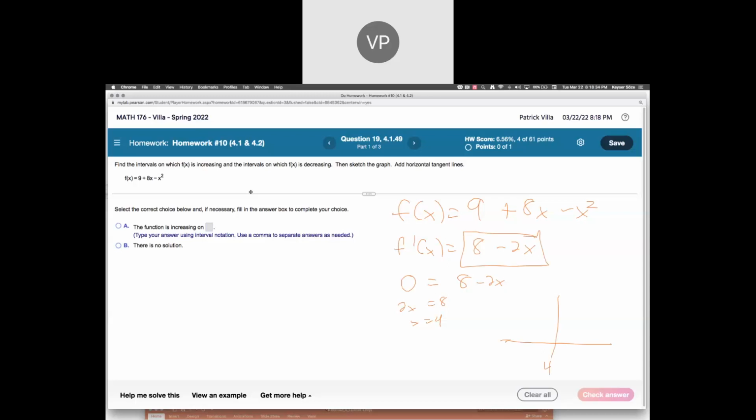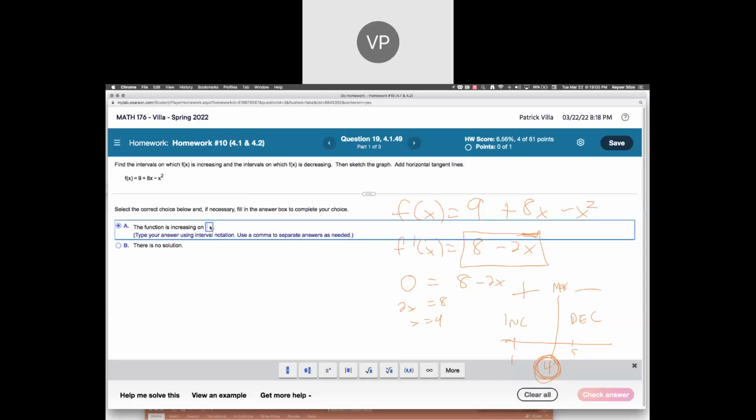So when I test a number, let's just say I test 1. When I plug it in here, I get a positive. When I test something like 5, and I plug it into the derivative again, I get a negative. So we are increasing here, we are decreasing here, which tells me at this point, which exists, this should be a maximum, because our graph is going up, it hits the 4, and then it goes down. So let's see what they ask.